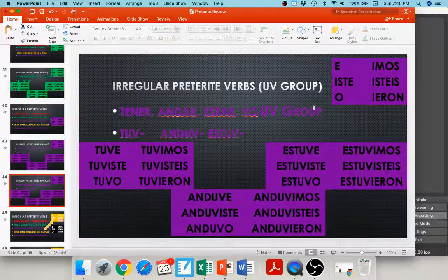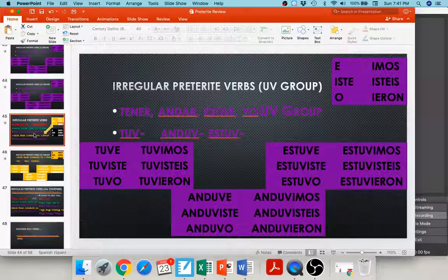And again, using the same endings: iste, o, imos, isteis, ieron. So here you get tuve, tuviste, tuvo, tuvimos, tuvisteis, tuvieron. Anduve, anduviste, anduvo, anduvimos, anduvisteis, anduvieron. And estuve, estuviste, estuvo, estuvimos, estuvisteis, estuvieron. So again, try to remember just the yo form here. If you can remember the yo, you can unlock all the others because they use the same set of endings. So tuve, anduve, estuve.